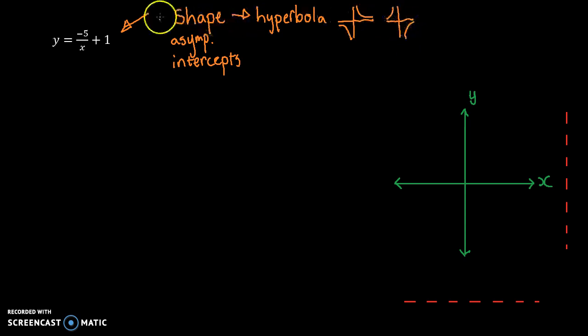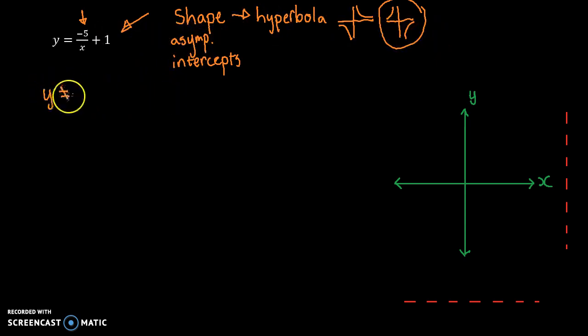Now, yes, we've got the general shape, but we need to determine, is it going to be in the first and third quadrant, or in the second and fourth quadrant? And the way we determine that is we look at the value of the numerator. If the numerator is positive, then it will be in the first and third quadrant. But if it's negative, like this one, it's going to be in the second and the fourth quadrant. So that's the shape.